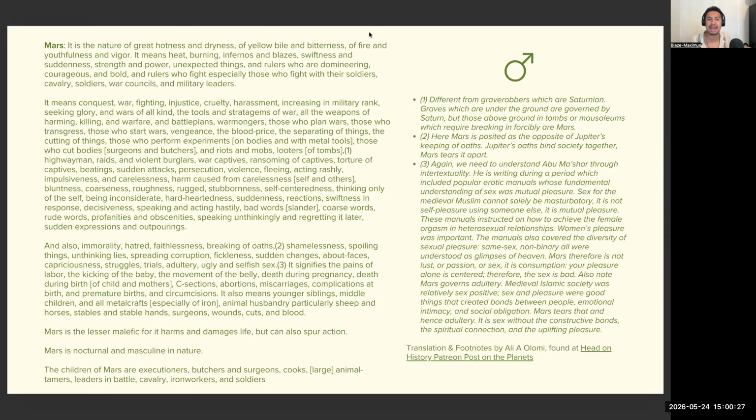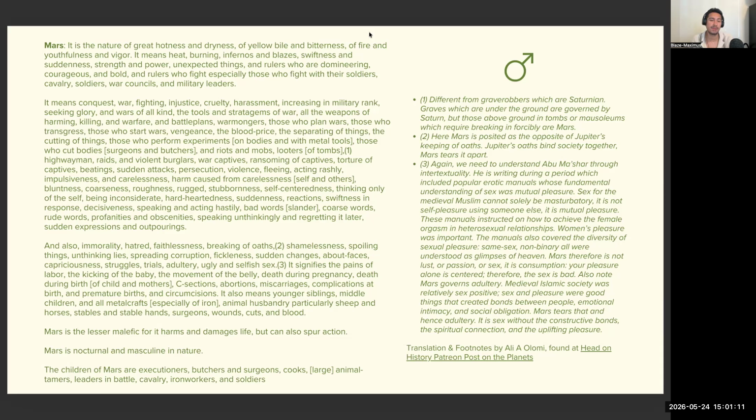It also signifies the pains of labor, the kicking of the baby, the movement of the belly, death during pregnancy, death during birth of the child or of the mother, C-sections, abortions, miscarriages, complications at birth and premature births, and circumcisions. We're also told it means younger siblings, middle children, and the chaotic middle child is all signified by Mars. How classic. And all metal crafts, especially of iron. Animal husbandry, particularly sheep and horses. Stables and stable hands. Surgeons, wounds, cuts, and blood are all ruled by Mars.